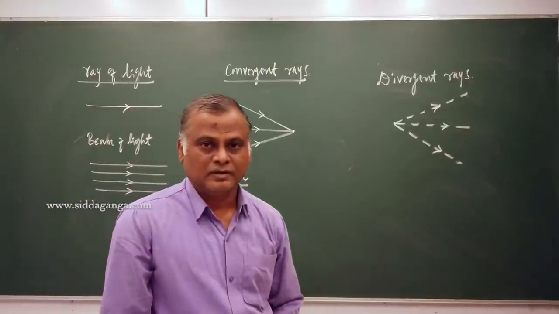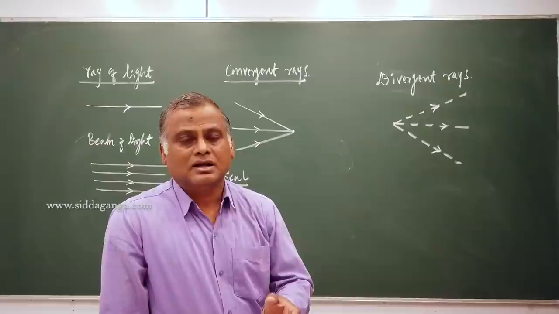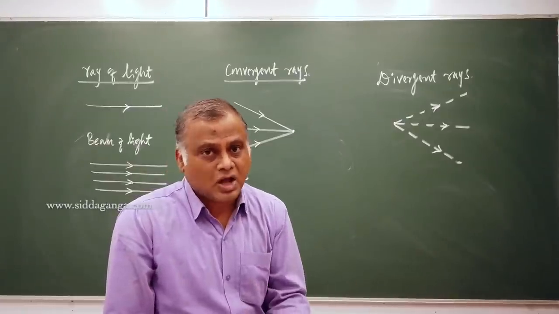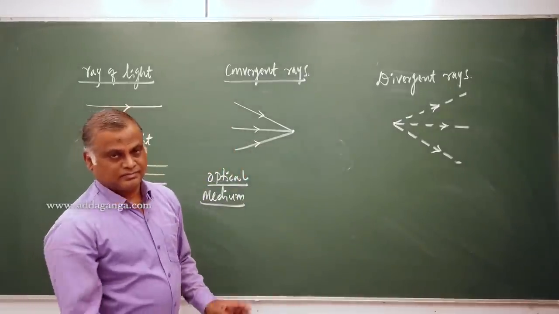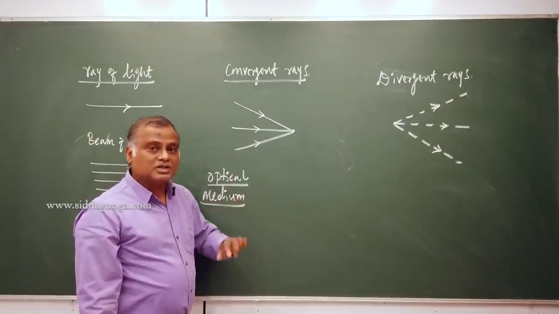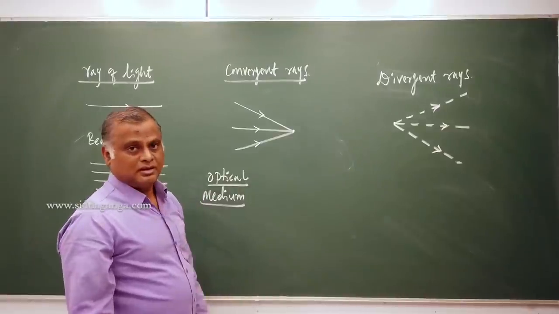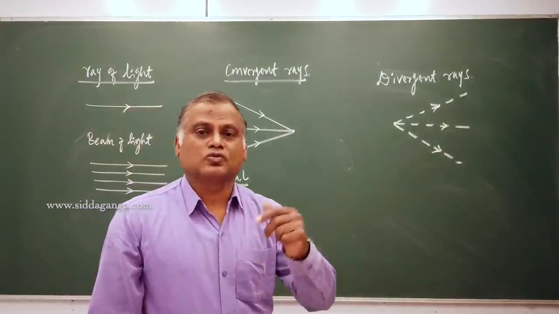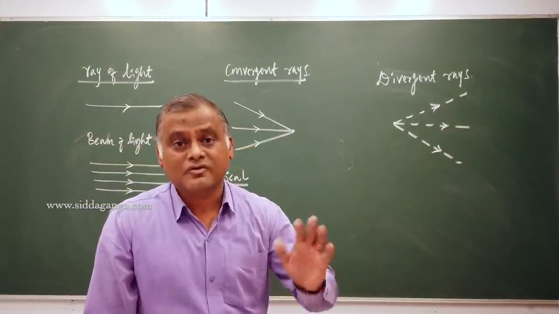A medium which may consist of matter or may not is known as optical medium, through which light can propagate. And light can propagate through a medium as well as through vacuum.